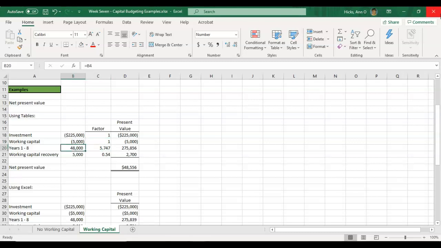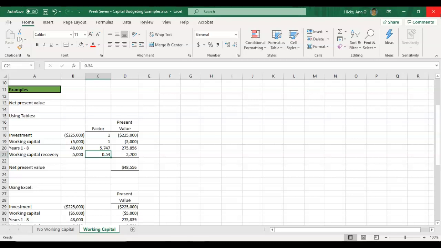The present value of our annual savings doesn't change. It's still $48,000 using the factor for 8 periods and 8%, giving us $275,856. But then at the end of the 8-year period, we're going to recover that $5,000, but we need to present value it. Now, the distinction between the $5,000 and the $48,000 is that the $48,000 is a periodic payment every year, an annuity. The $5,000 we're only going to get once at the end.